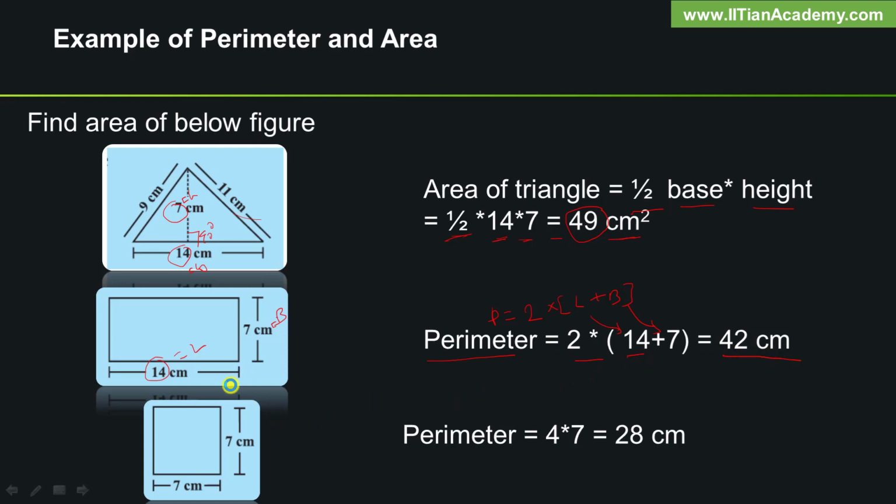Look at the third figure. This is a square with side 7 centimeters. Perimeter of square is 4 into side. Putting the value of side as 7 centimeters, we get perimeter of this square as 28 centimeters.